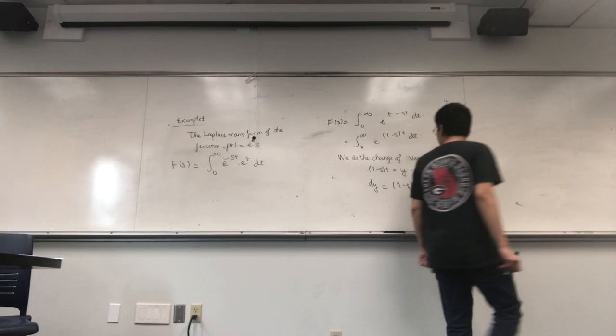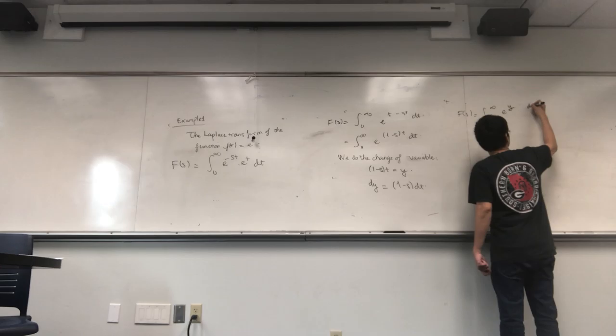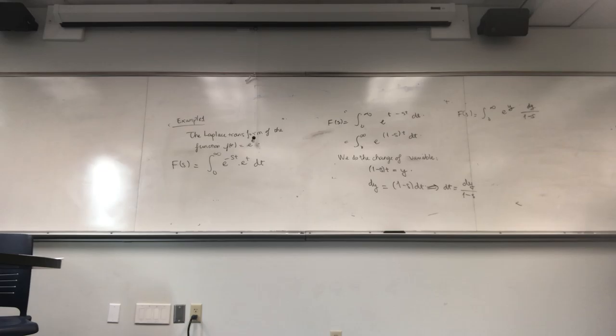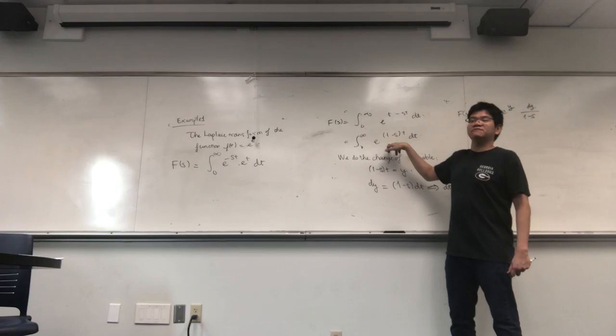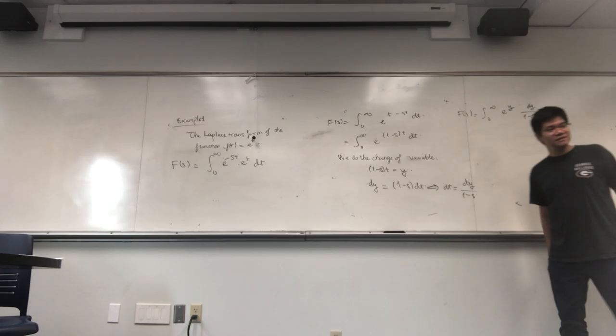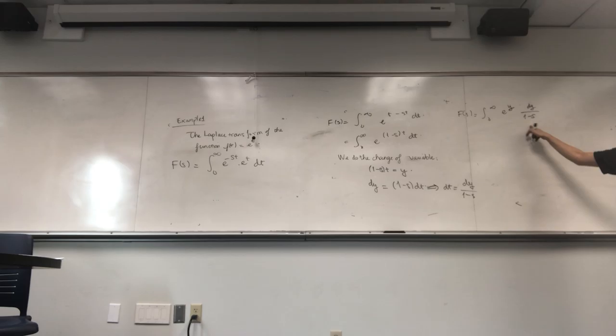Which means that F(s) will be the integral from 0 to infinity of e to the y. So here I have dt. So this is dy over 1 minus s, right? Which means that dt is dy over 1 minus s. All right? I explain again. So here I have to do the change of variable. I changed the variable from t to y, but to change the variable from t to y, I have to multiply t with a constant. This constant is 1 minus s, which means that dy will be 1 minus s dt. All right? So when I change to y, I have to divide by 1 minus s.